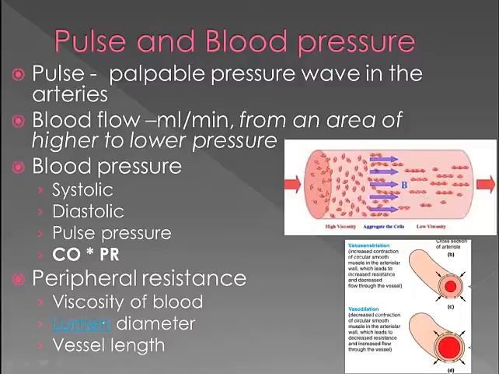The second is the lumen diameter. If the lumen is narrow, as in vasoconstriction, this automatically leads to an increased resistance. If the lumen is wider, the resistance is decreased. So vasodilation decreases peripheral resistance, vasoconstriction increases peripheral resistance. And lastly, we have vessel length. The longer the vessel, the greater is the peripheral resistance. So longer vessels have greater peripheral resistance.